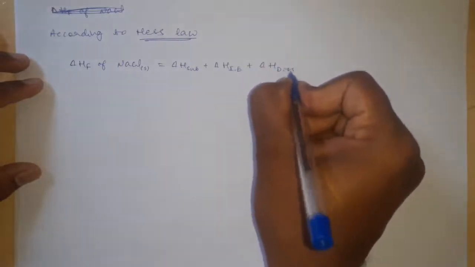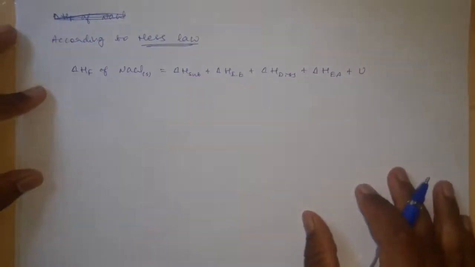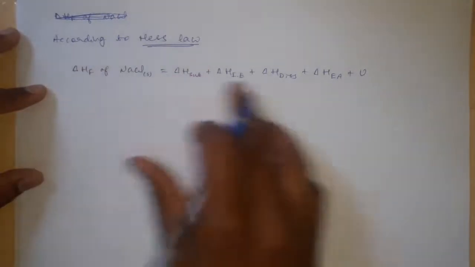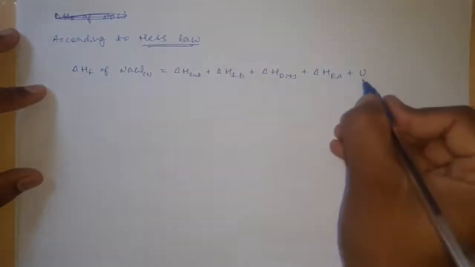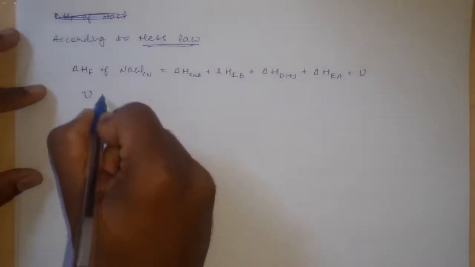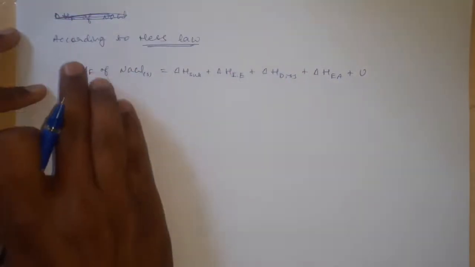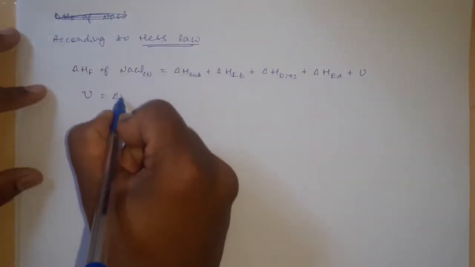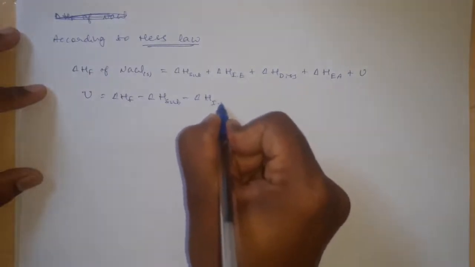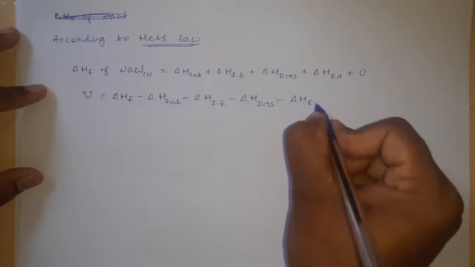of dissociation, enthalpy of electron affinity, and lattice energy. By Hess's law the enthalpy change is the same in a single step or in a number of steps. Here we have to calculate the lattice energy, therefore I want to keep lattice energy U on one side, and shift all the others to the opposite side. Then U equals delta H formation minus delta H sublimation minus delta H ionization minus delta H dissociation minus delta H electron affinity.